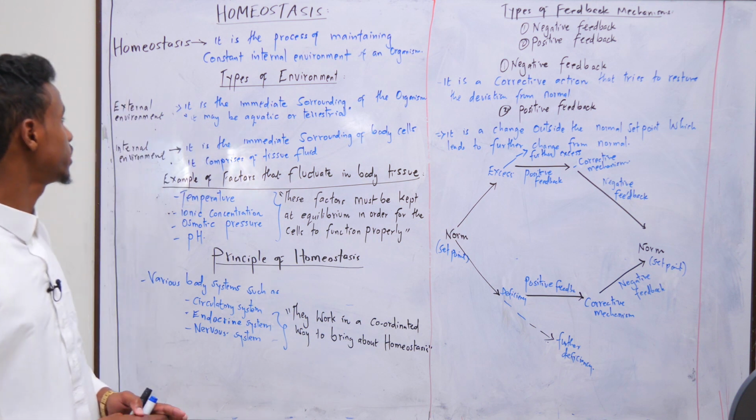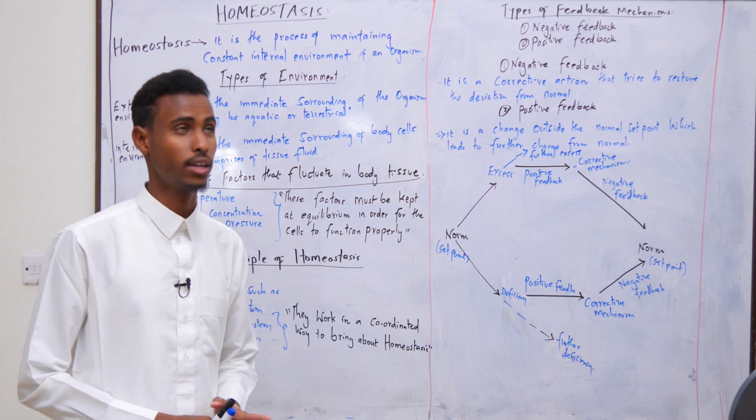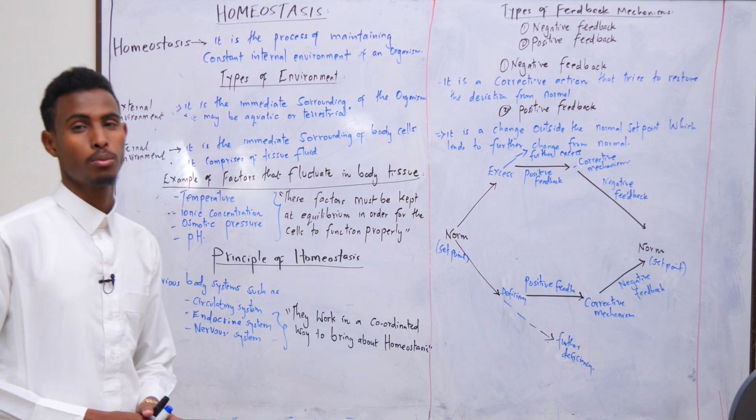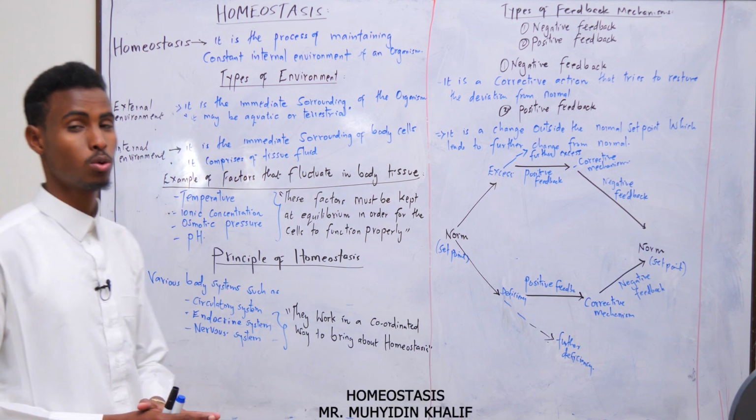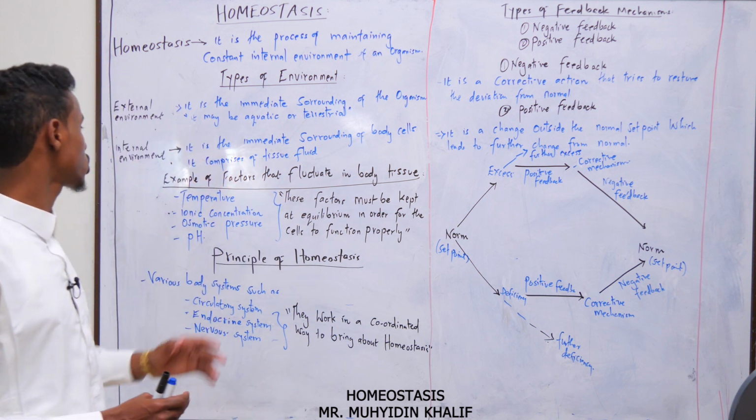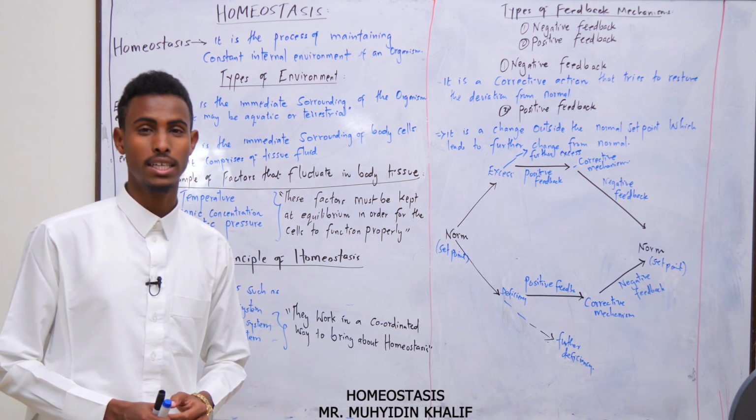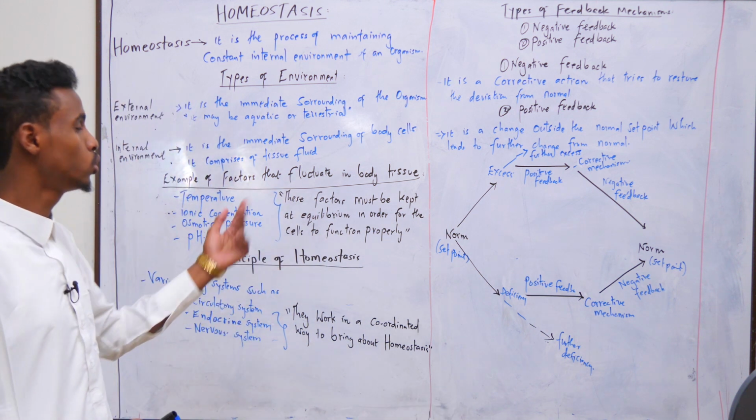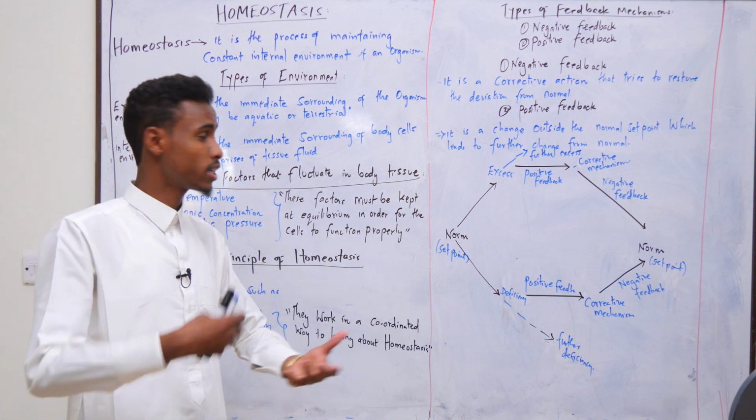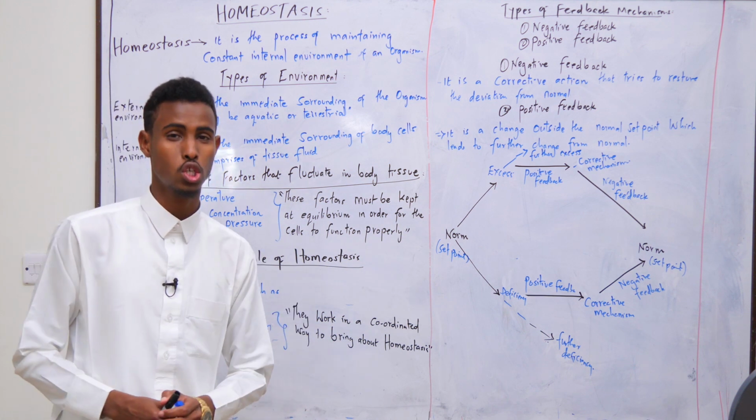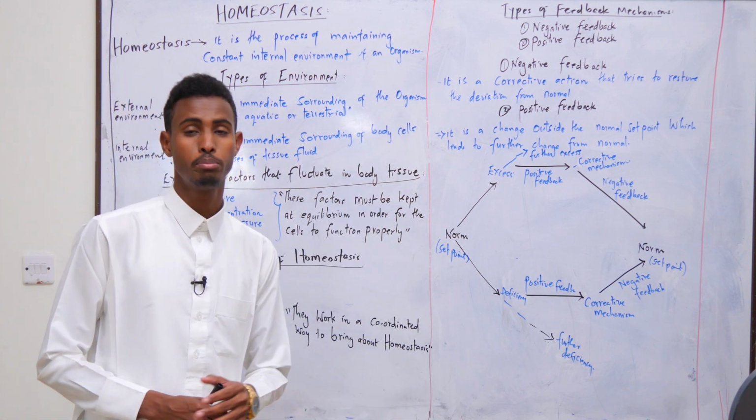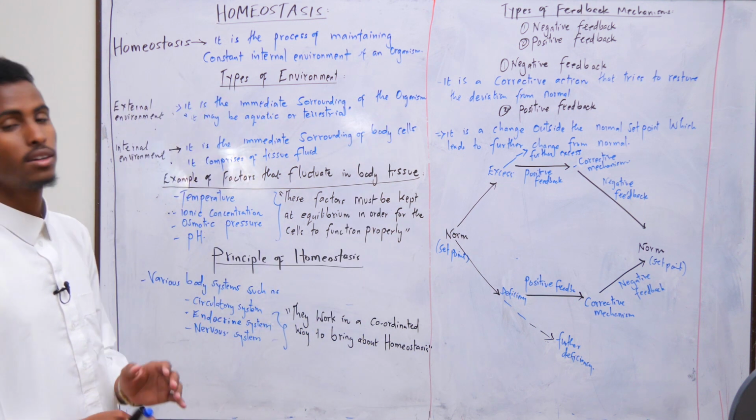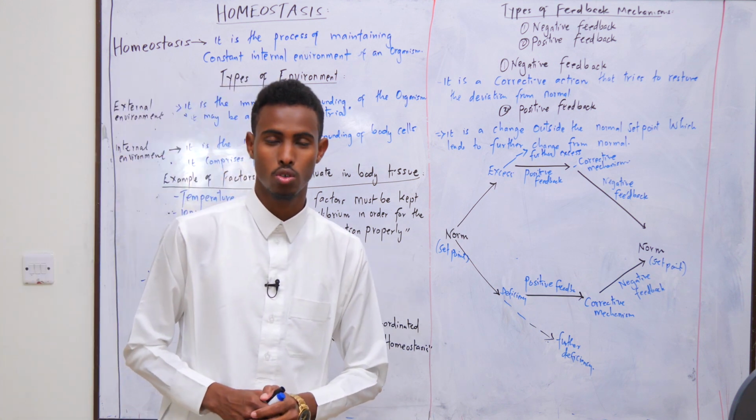Now today, as you can see, I want us to dive and navigate through the process of homeostasis. We learned the definition of homeostasis, types of homeostasis, examples of factors that fluctuate in the body tissues and need to be restored back to bring about the process of homeostasis, principles of homeostasis, types of feedback mechanisms, and like that, and we end our lesson in that.